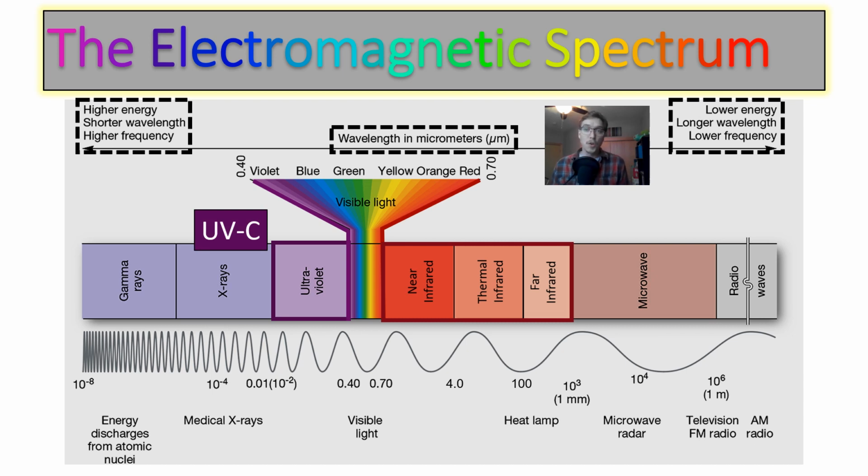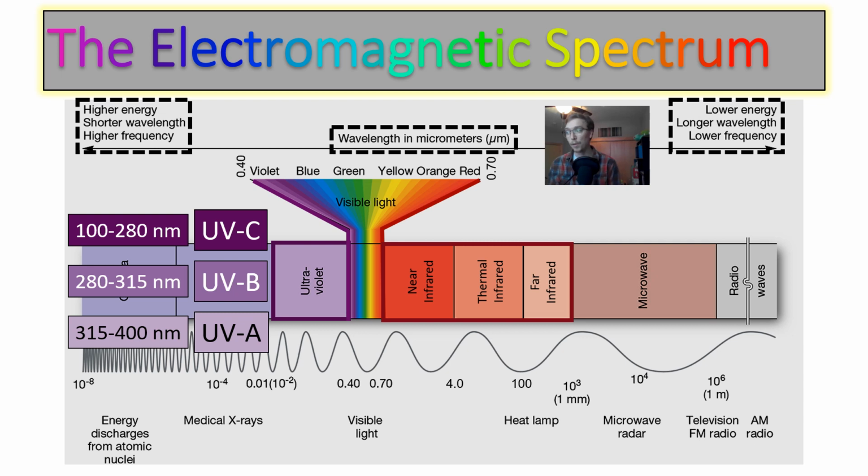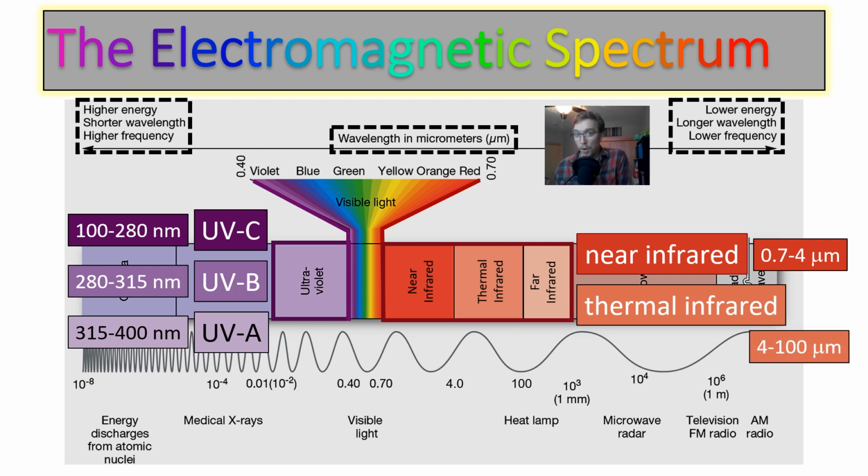See, UVC functions at about 100 to 200 nanometers is the band length. I'm sorry, I said micrometers, I meant nanometers. UVB functions at about 280 to 315 nanometers. UVA functions at about 315 to 400 nanometers. Near infrared, about 0.7 to 4 micrometers. Thermal infrared from about 4 to 100 micrometers.